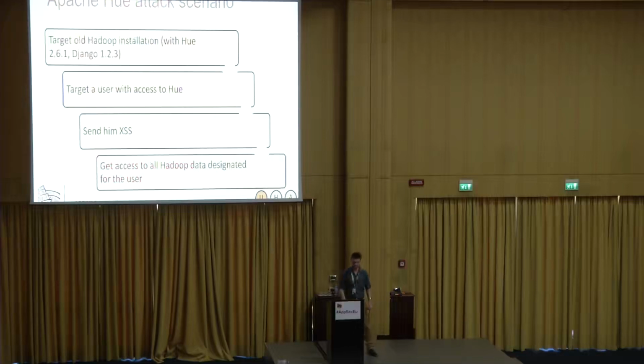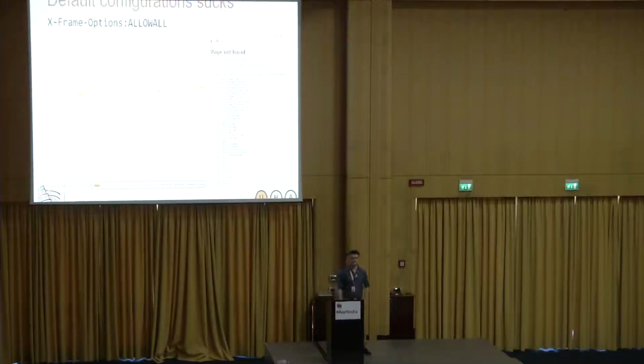Okay, so a typical Hue attack scenario: you have to target an old Hadoop installation with this version of Hue and Django, then target the user, send him an XSS, and get access to all data that is designated for him, right? That's simple. The other thing about Hue is that the default configuration really sucks.